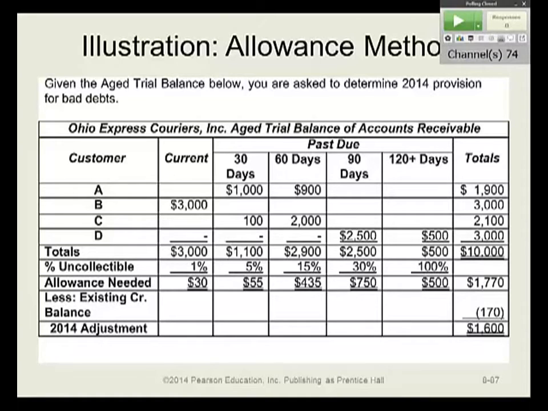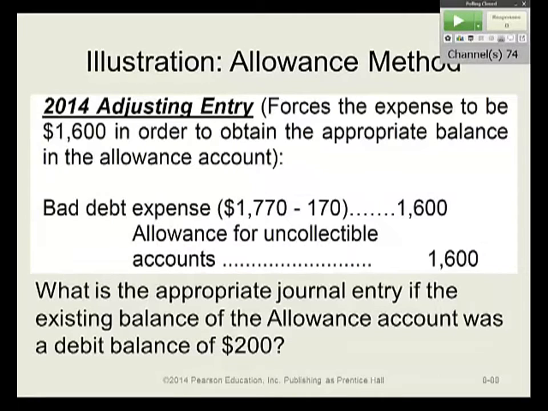and the information I gave you in the prior slide told you that you had $170 as your existing balance. So the adjustment that you would make would be $1,600. So the journal entry that you would make in this case would be a debit to the bad debt expense and a credit to the allowance for $1,600. Now, even though the target is $1,770, you only need $1,600 because there is already $170 in that account.